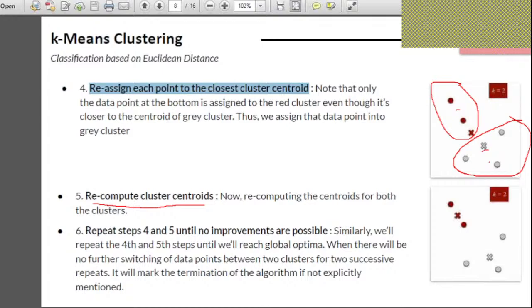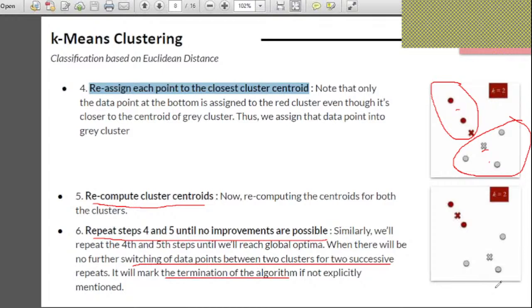Now I repeat this process, and if again my answer remains the same, that there is no shuffling in the clustering, it means I'm going to stop and my clustering has been done. Repeat steps 4 and 5 until no improvements are possible. Similarly, when there will be no further switching of data points between the two clusters for two successive attempts, it will mark the termination of the algorithm.